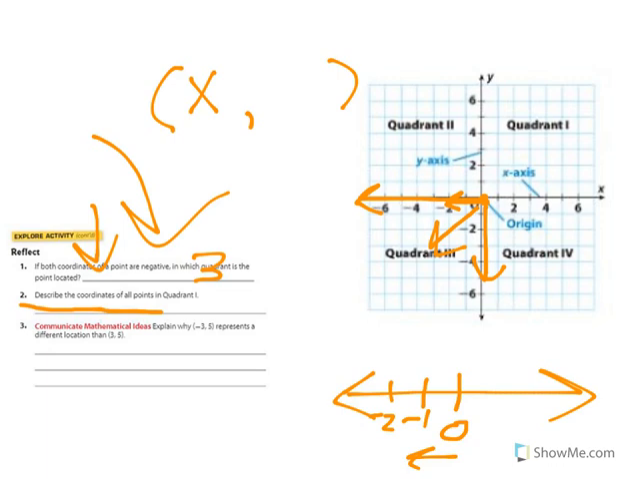It's asking us to describe all the coordinates of points in quadrant 1. I'm going to change the color. What would all these points have to be? Our x number would have to be positive, and our y number is going positive as well. So that would be positive, positive, or plus, plus.